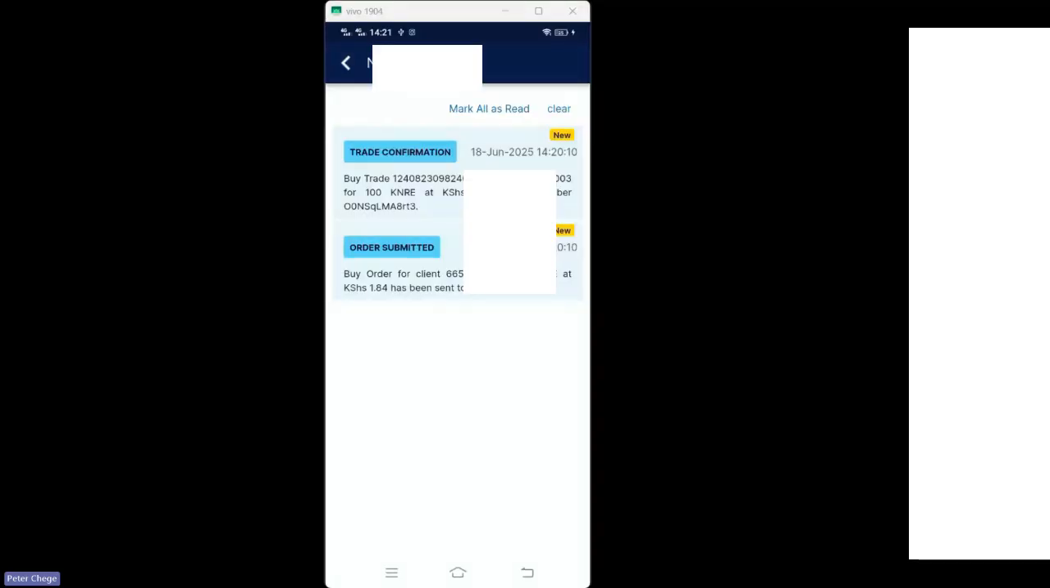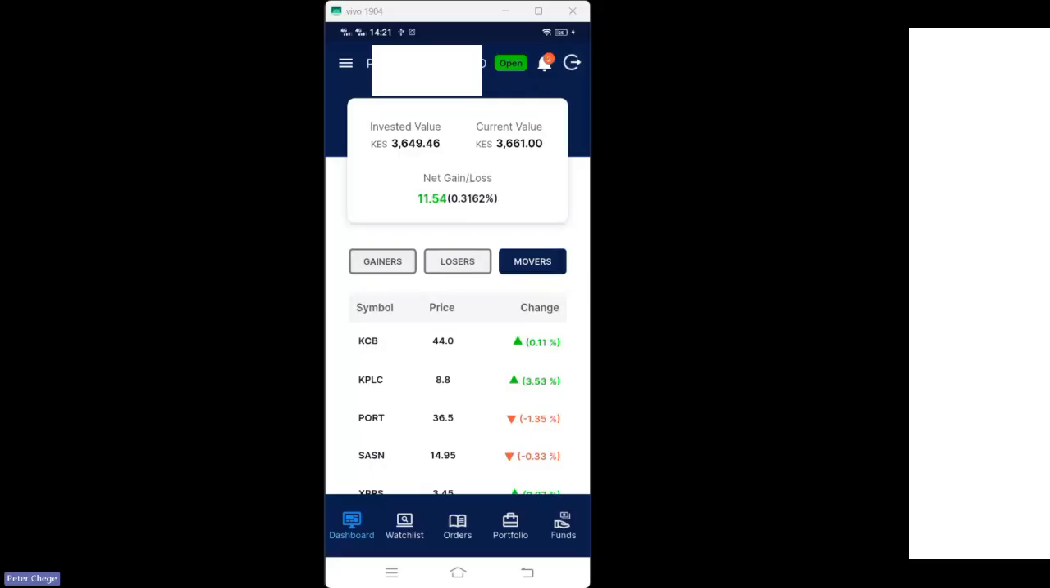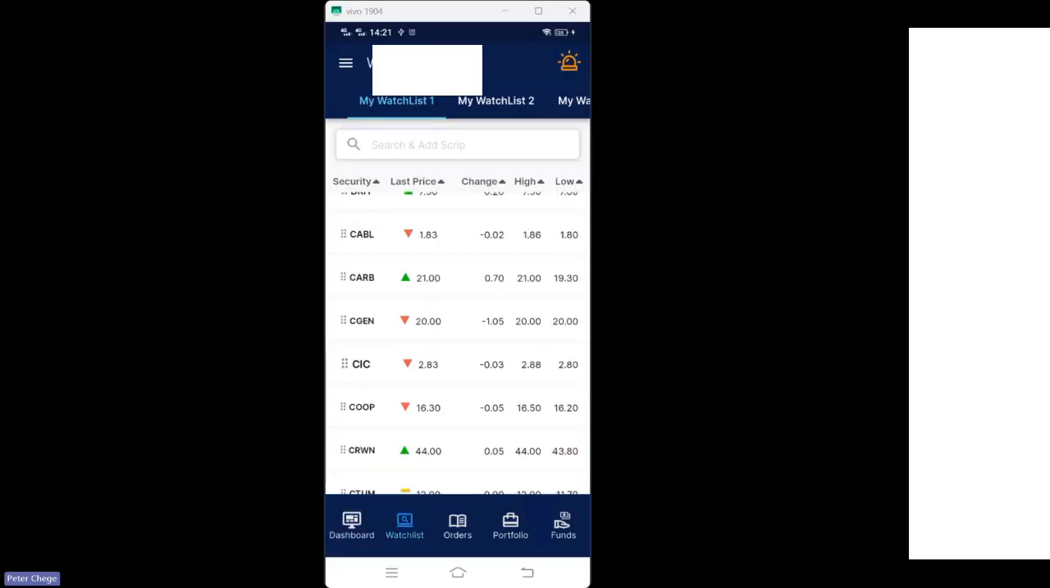We got to the second trade where I'm placing a market order. This time, so that you don't say ni kifuga macho, let's do another trade from CIC.